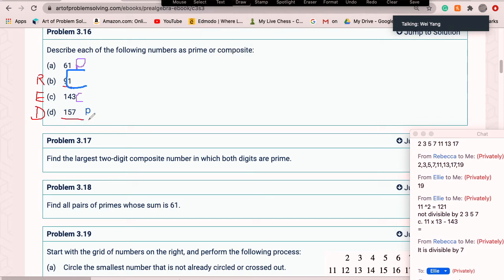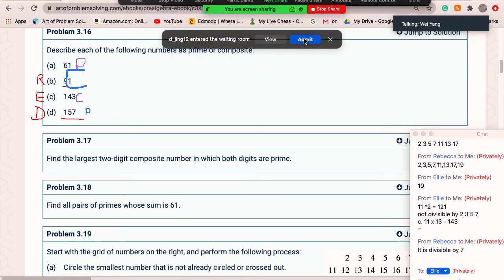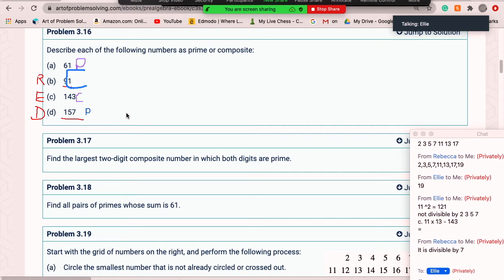Is 157 a prime number? Dago said this one is a prime number. It is a prime number because if you check, it just is. Okay, so what numbers do you need to check? Well, first you do 13 squared, which equals 169. And then you check 5, 7, and 11. You only need to check 2, 3.